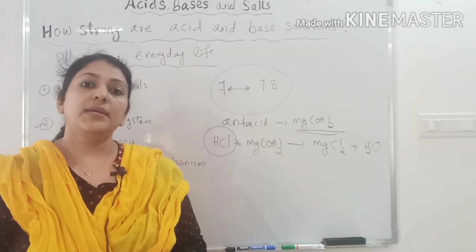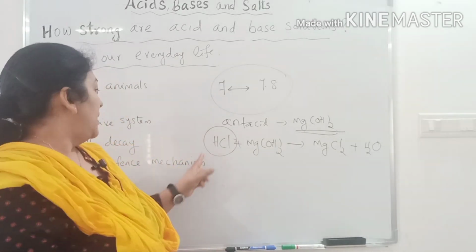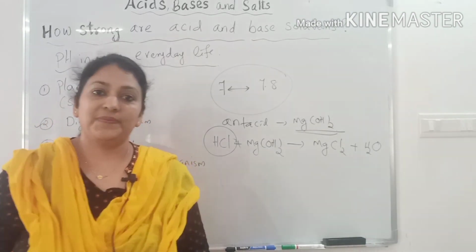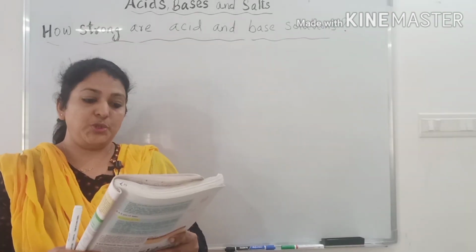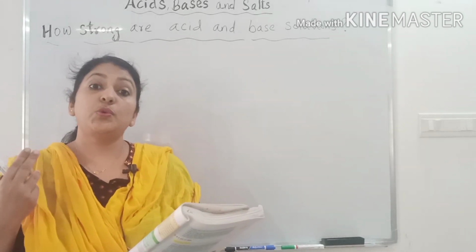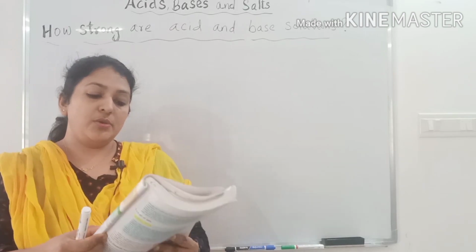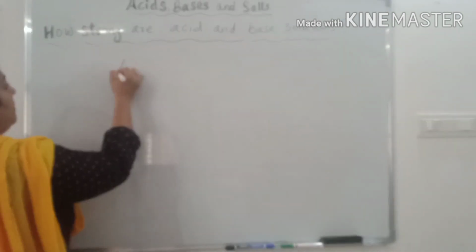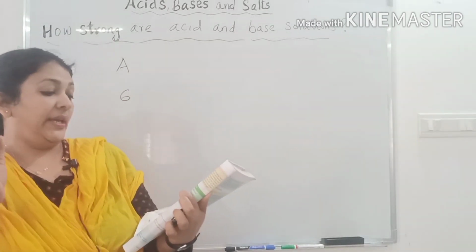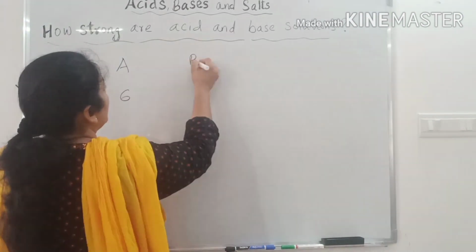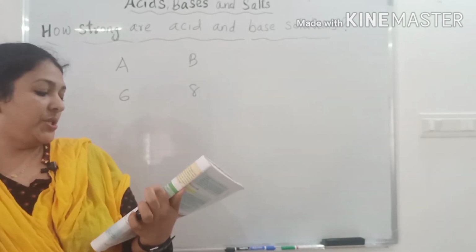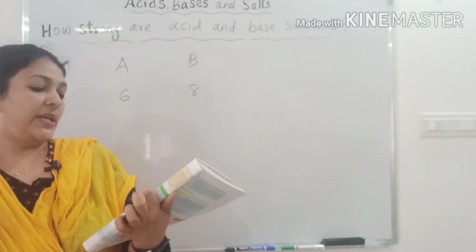Now we are going to discuss the question answers after this pH scale. Okay, let me take the textbook. We are going to discuss page number 28. Four questions are there. Question number 1. You have 2 solutions, A and B. The pH of solution A is 6 and the pH of solution B is 8. Which solution has more hydrogen ion concentration? Which of these is acidic and which one is basic?